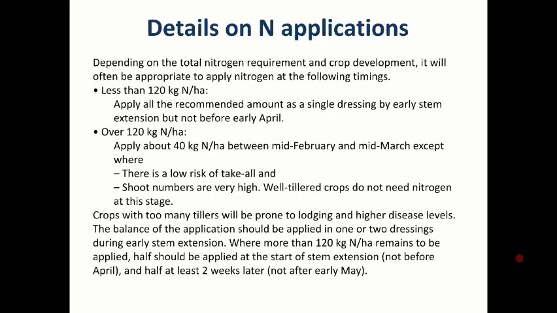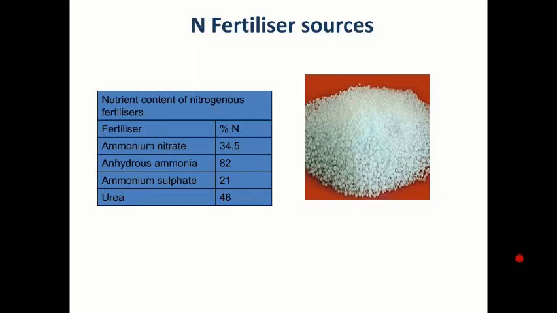So there's quite a lot of detail in RB209 on the timing of these applications, and that's all related to trying to make sure that it goes on when the crop really needs it, and there's not surplus N sitting around in the root zone when the crop isn't able to take it up, because then it's susceptible to loss. Here are some of our fertilizer sources.